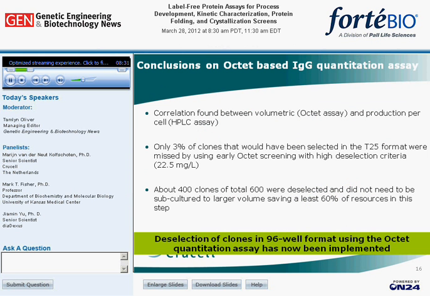In conclusion, we found a correlation between the volumetric Octet assay and production per cell in the HPLC assay. Only 3% of clones that would have been selected in the T25 format were missed by using early Octet screening with high deselection criteria, 22.5 milligram per liter. About 400 clones of the total of 600 were deselected and did not need to be subcultured or expanded to larger volume, saving at least 60% of resources in this step. So the deselection of clones in the 96 well format using the Octet quantitation assay has now been implemented.